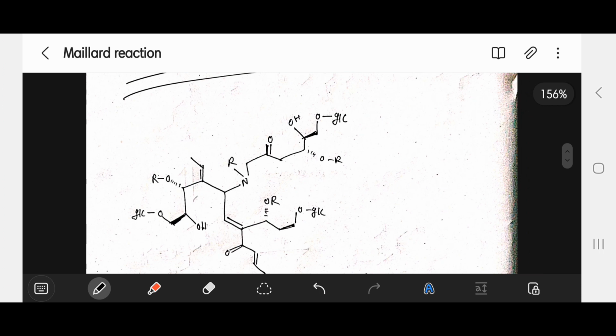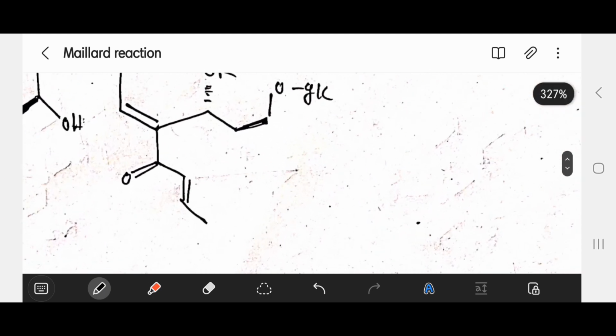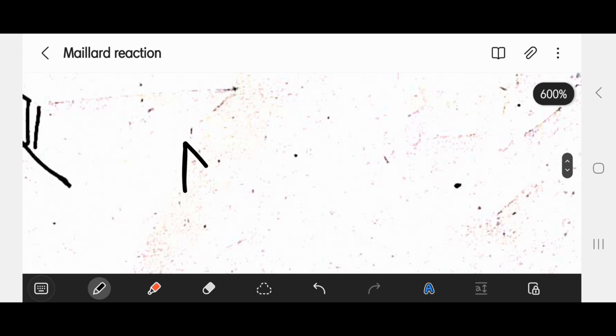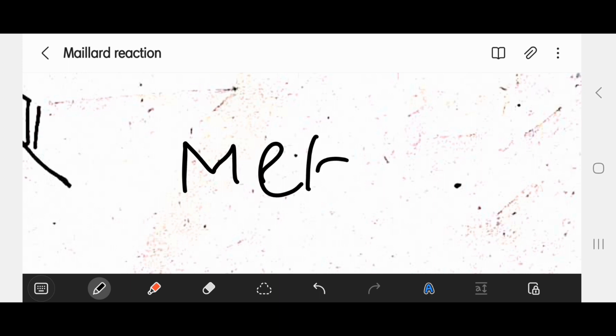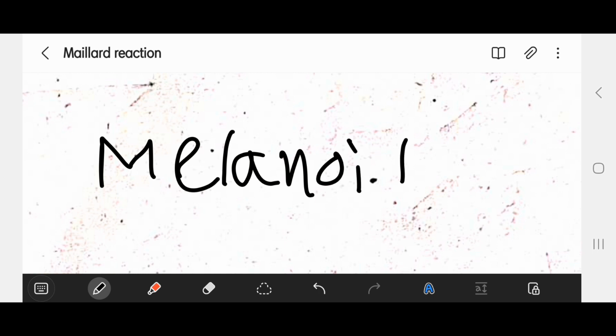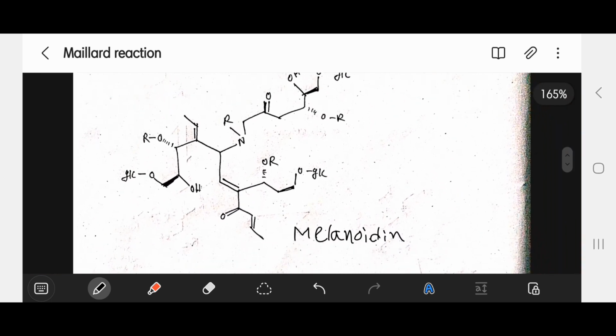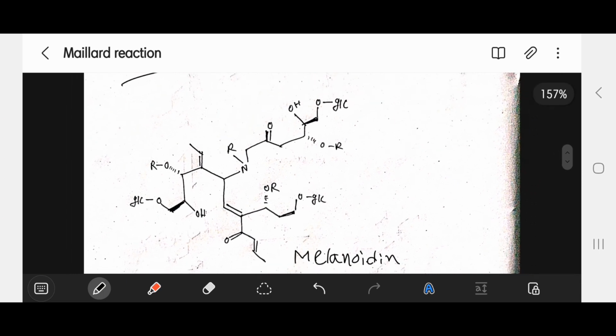This compound is called melanoidin. Melanoidin is responsible primarily for the brown color and some of the taste and smell also. Several other compounds are formed; I will show them in a slide, but I won't discuss their formation. So this is melanoidin. As you can see, the structure is quite complicated here.